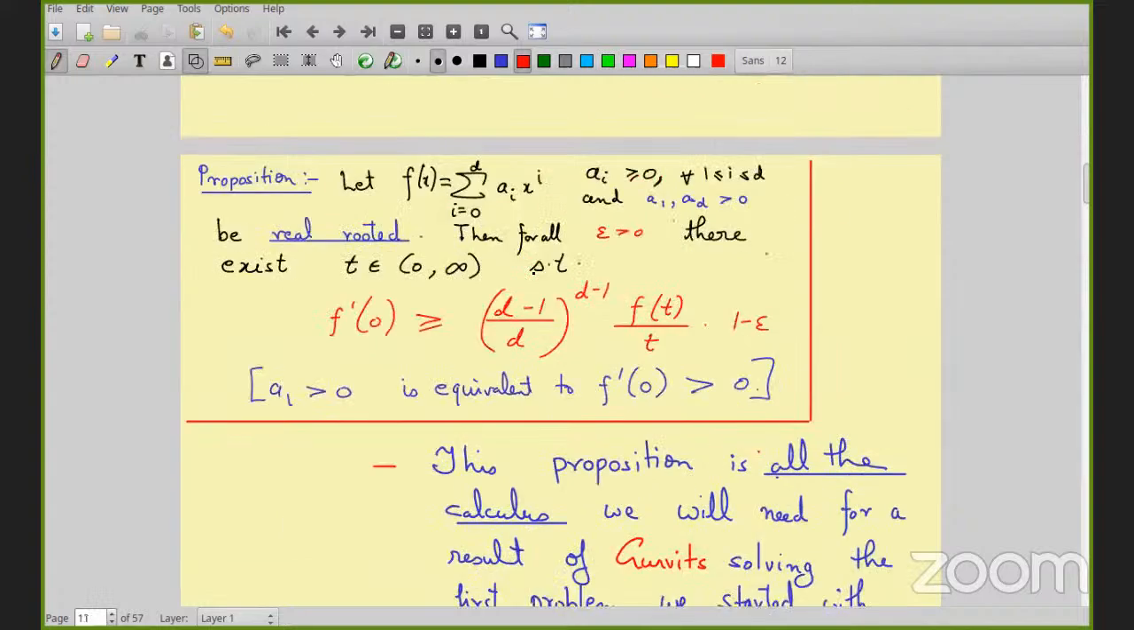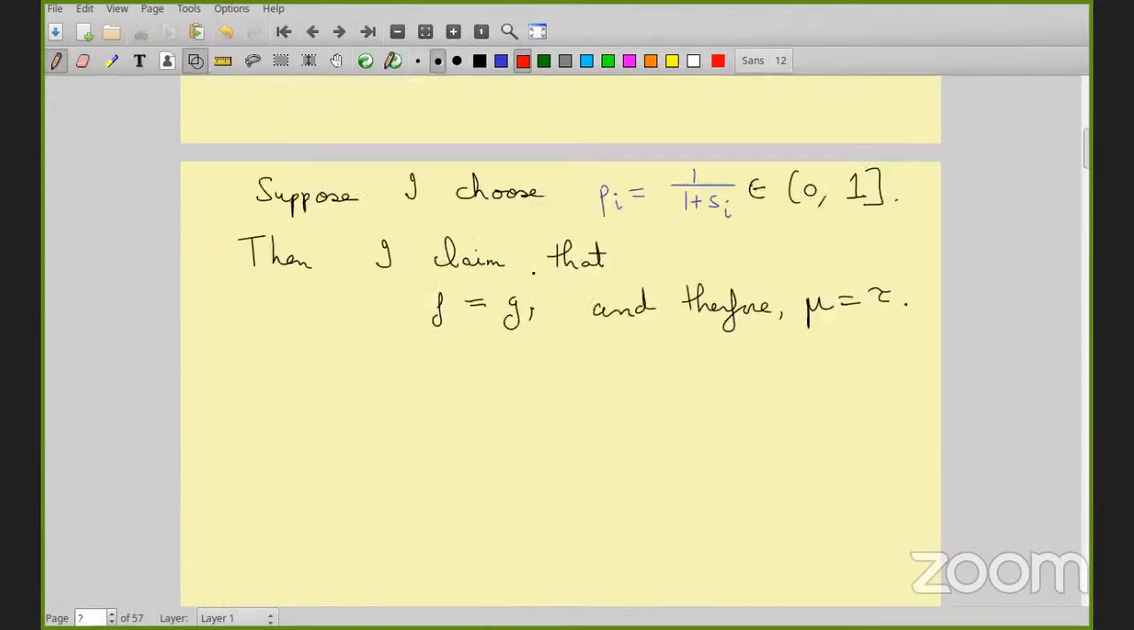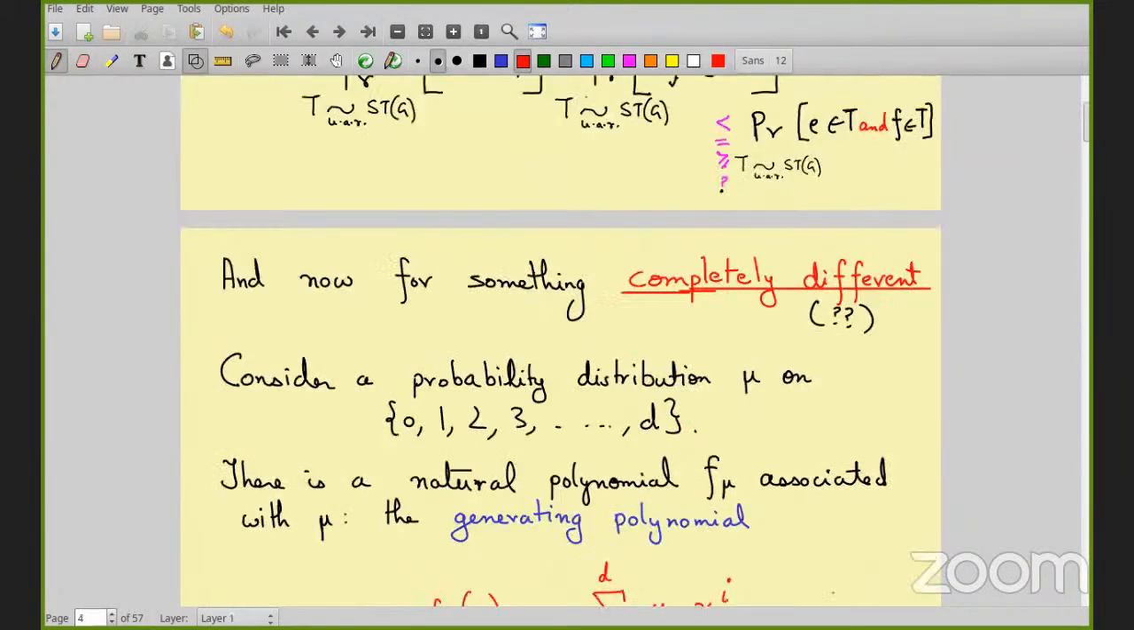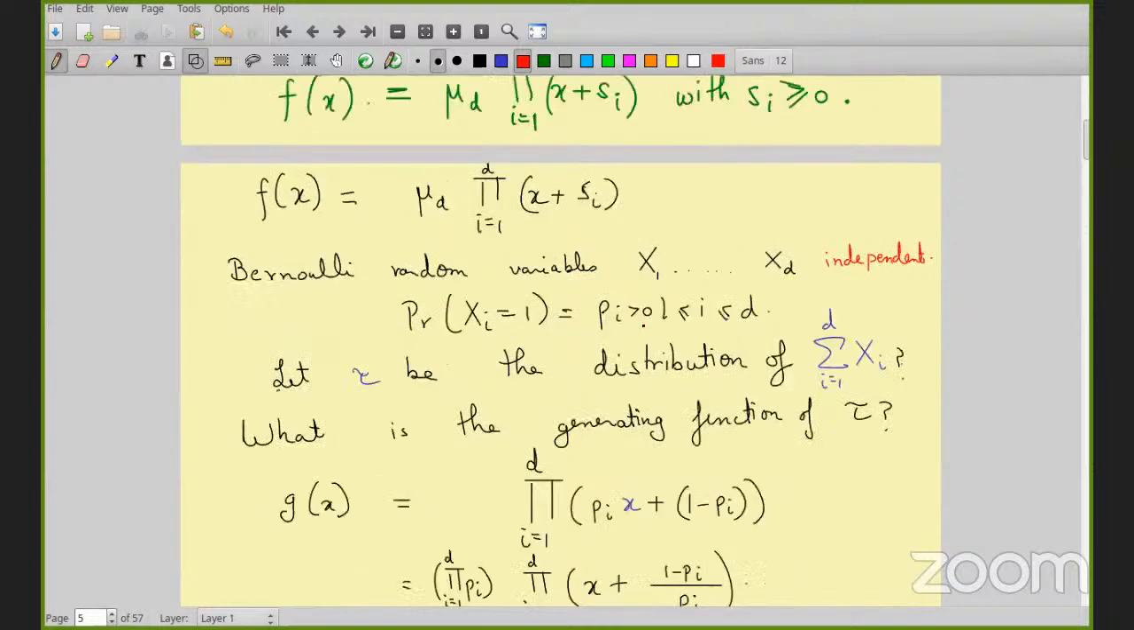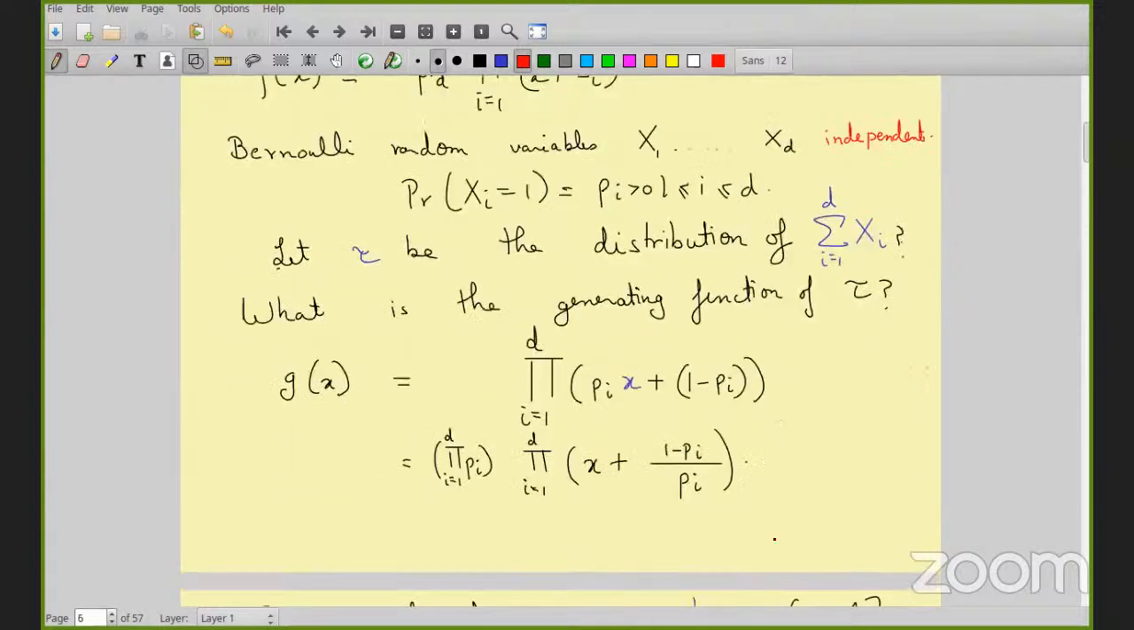So let's think of some distribution mu on 0, 1, to d, which has a real rooted generating function. We already saw that such a distribution is a distribution of a sum of Bernoullis. And now we have also shown that for any such f, the coefficients are log concave. So it means that the density function of any sum of Bernoullis is log concave. In particular, it's unimodal. It has to have a single mode.